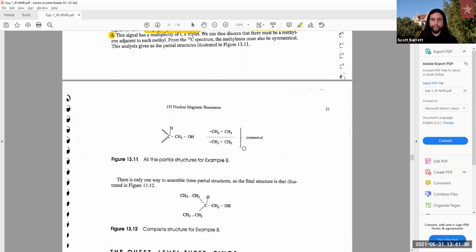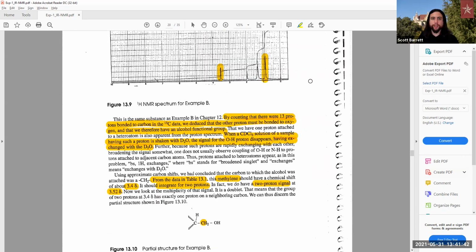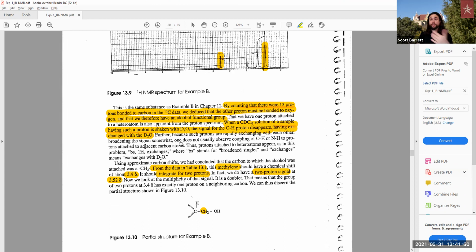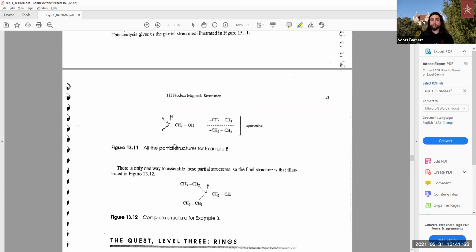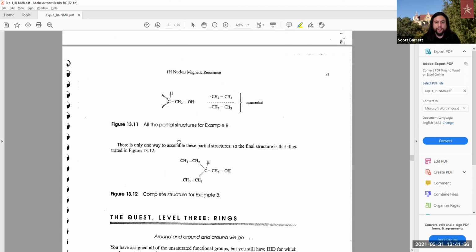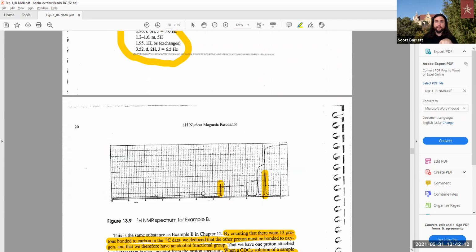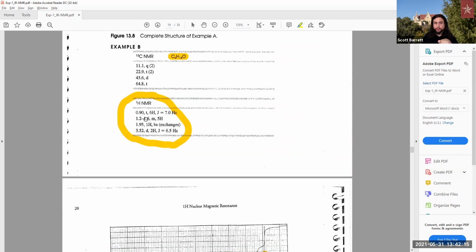Now that we've done that, we have to put the puzzle pieces together. Here are the partial structure examples, right? A symmetrical structure, and here's this attached with our OH. The reason we know there's an OH is because the structure is C6H14O. We know additionally that one of them has to be attached to the oxygen. Finally, if we put all the puzzle pieces together, we have the methylene group here, the methyl groups attached at the very end, and also a single hydrogen. Now, which one was that? Looking back up, it's this multiplet, okay?